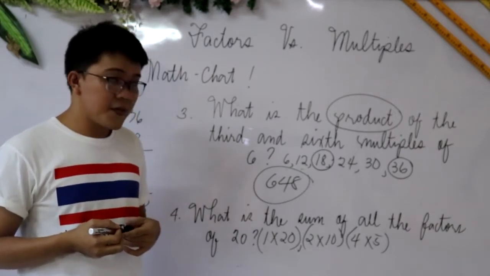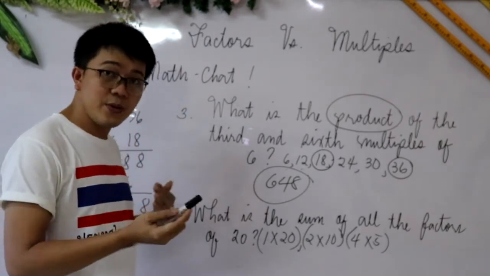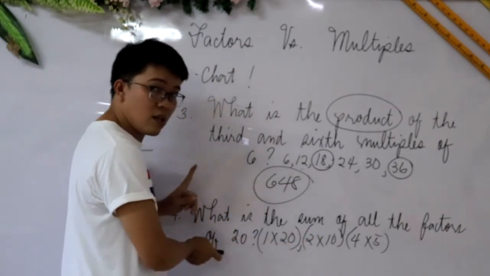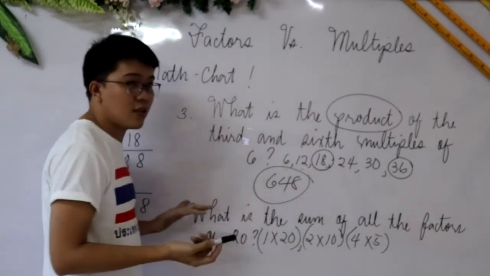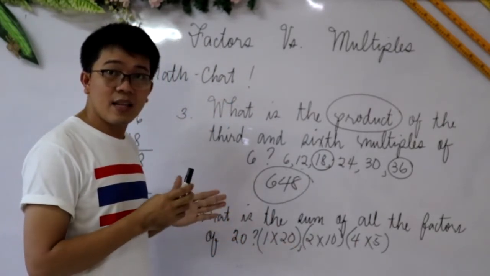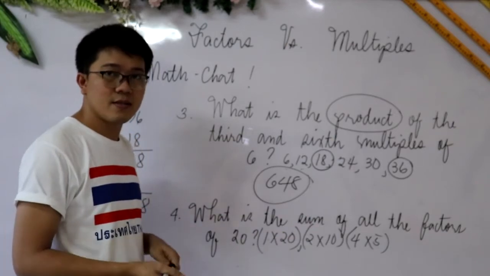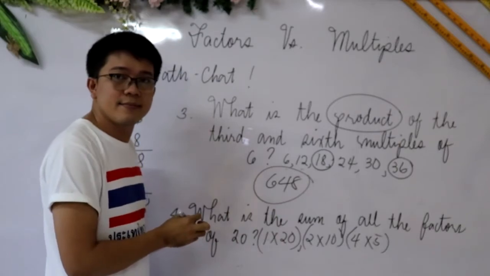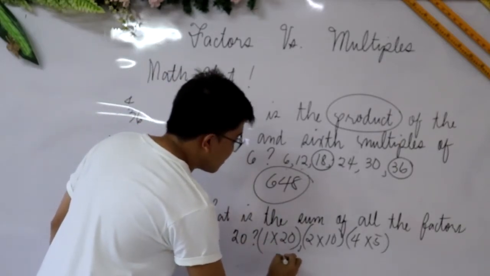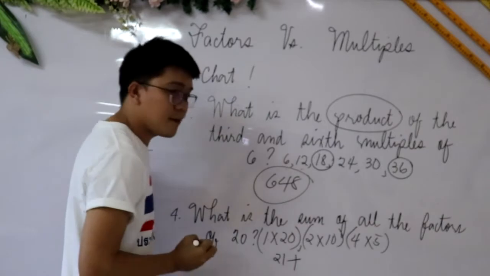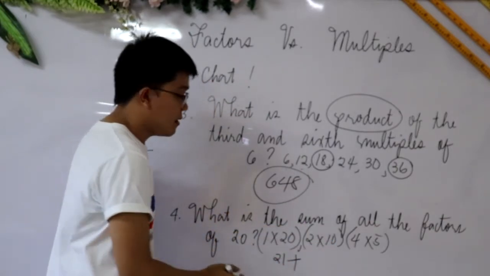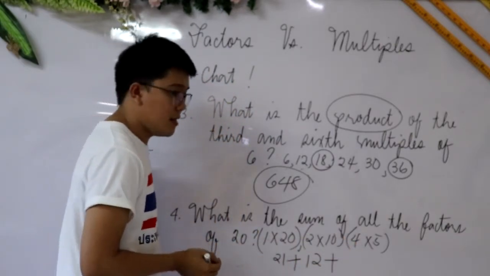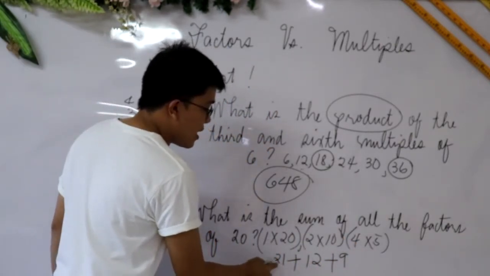Did I miss some factors here? Let's review. I have 1 times 20 is 20, correct? 2 times 10 is 20 also, and 4 times 5 is 20. No more other factors, right? Now let's get the sum of these factors. Are you ready? What is 1 plus 20? Correct, it's 21. Plus, what is 2 plus 10? It's 12. Plus, what is 4 plus 5? Yes, it's 9.